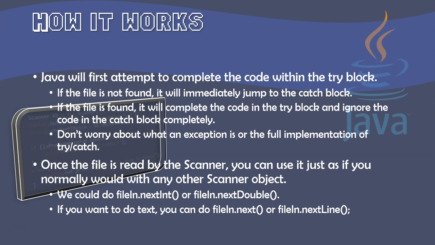So, for example, you could say fileIn.nextInt or fileIn.nextDouble. And just like we saw with KB, it would be the same thing. Now, if we want to do text, obviously we have appropriate methods for that. We can do fileIn.next or fileIn.nextLine. Again, just like what we saw when we did the scanner object before, but with the KB or keyboard object.